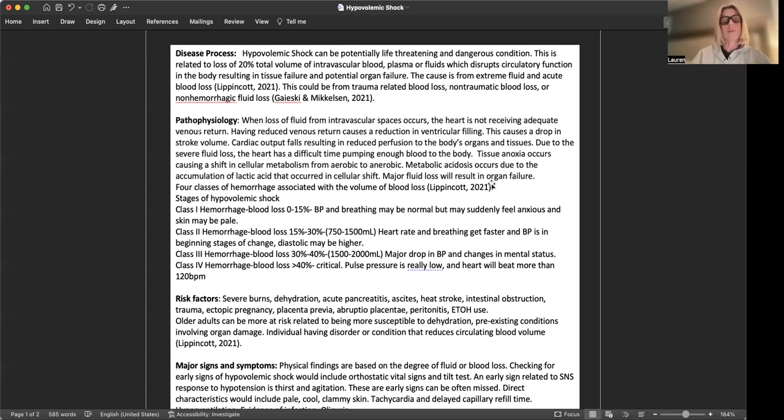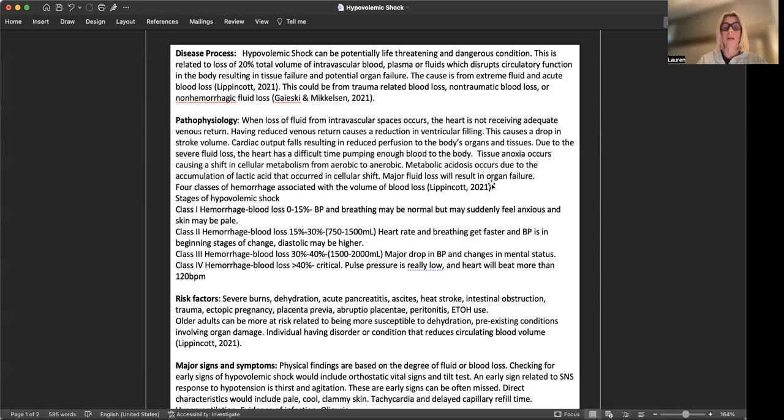I also want to talk about the 4 different classes of hypovolemic shock, as you can see. There's class 1, which is 0 to 15%. That's when you'll notice blood pressure and breathing may still be normal, but there are a lot of early signs and symptoms that get overlooked, which I'll discuss below. A person may suddenly feel anxious and irritable. Skin will become pale.